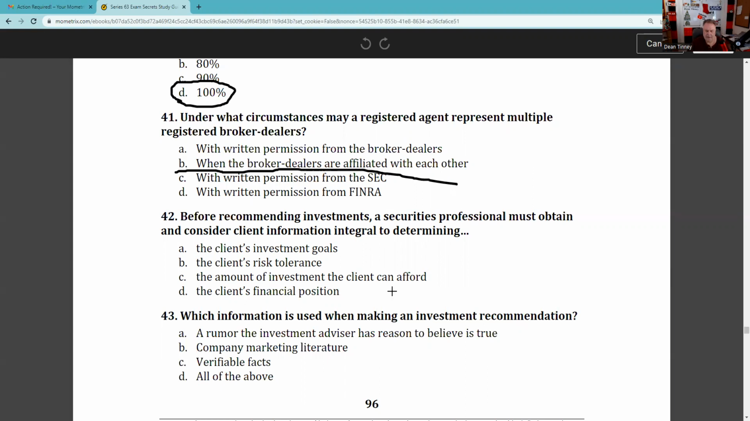Before recommending investments, a securities professional must obtain and consider client information integral to, this is the know your customer rule, very testable: the client's investment goals, the client's risk tolerance, the amount the client can afford, the client's financial condition. Again, I don't like this answer set a whole lot because I would like to get all of them. But we're going to start with, how much are you going to be investing?